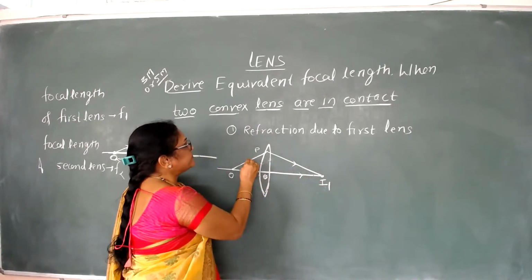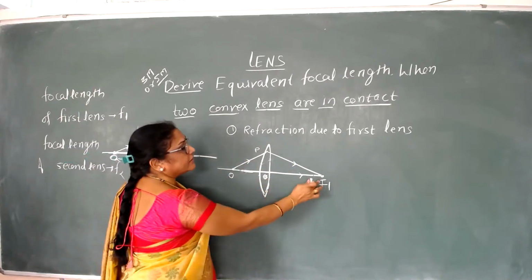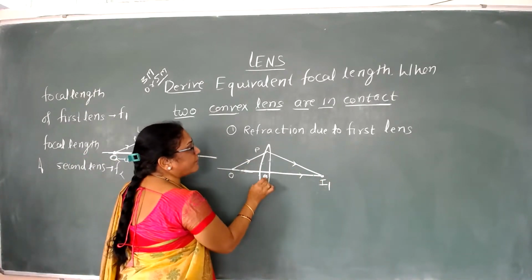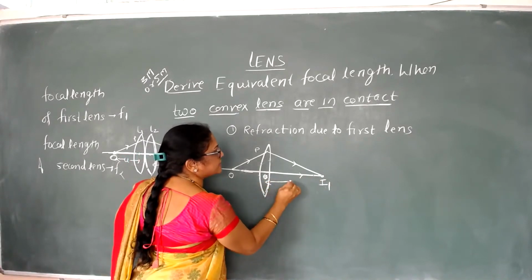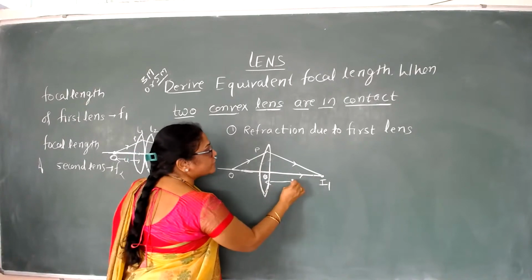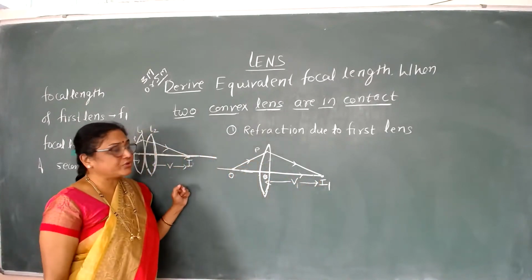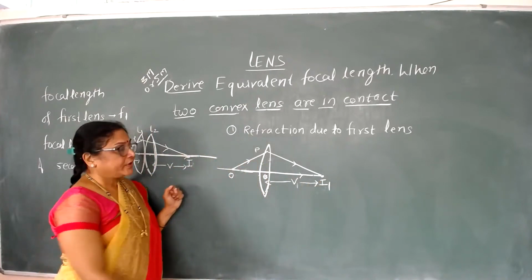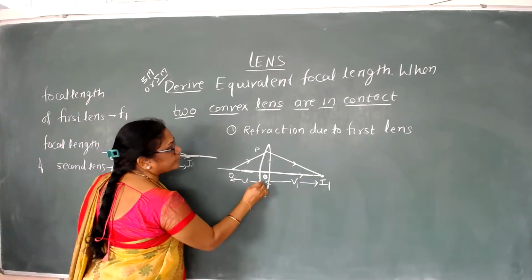Here, this I1 is an image. From O to I1, this distance is known as the image distance. But this is not the final image. So we consider here V1. The image distance due to the first lens is V1. And here the object is the same, and that is known as U.